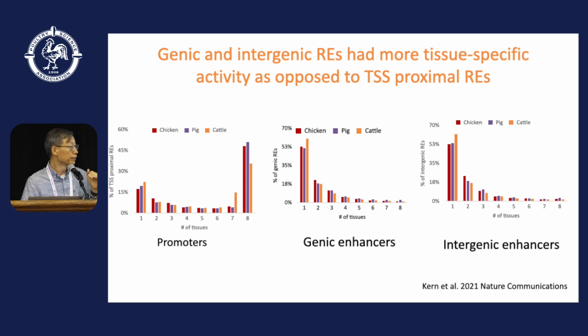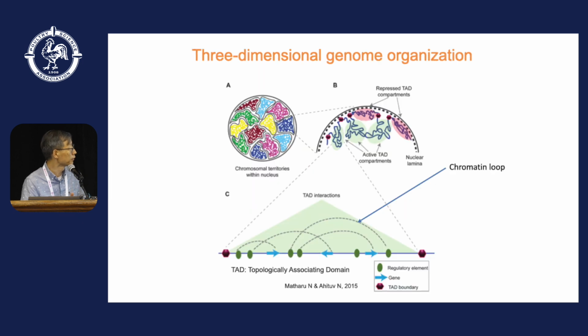That's why it is very important for us to understand that the tissue-specific enhancers play a very important role in regulating gene expression. And then the second type of enhancer, we call it intergenic enhancer, because many of those enhancers are really far away from the gene body, so they are in the intergenic region. You see pretty much similar patterns: they are really tissue-specific and not conserved across different species.